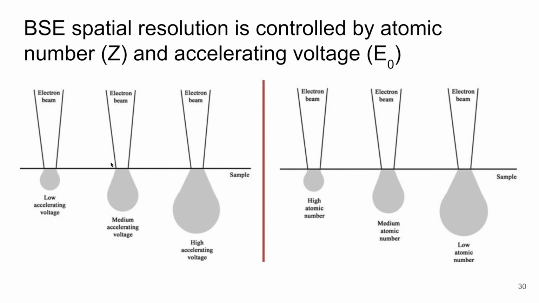The other, more realistic way we can control spatial resolution is by adjusting the accelerating voltage. Going to a lower accelerating voltage limits the interaction volume and therefore increases the resolution because the depth is smaller. The depth and width are smaller here than with a larger accelerating voltage.